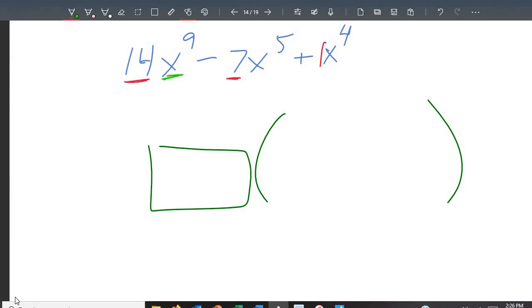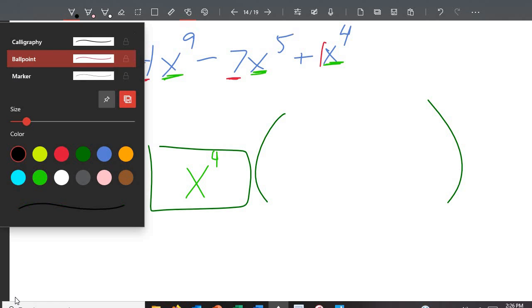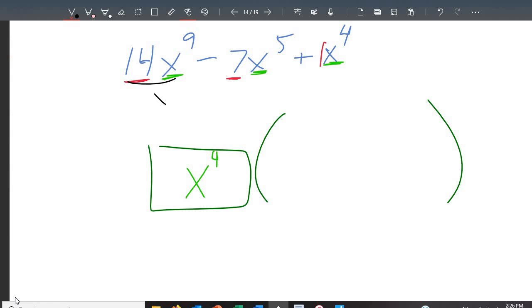But notice they all three have x's. So we're going to put an x in front with the smallest exponent. That's the GCF. So we're going to end up dividing everything by x to the 4th.